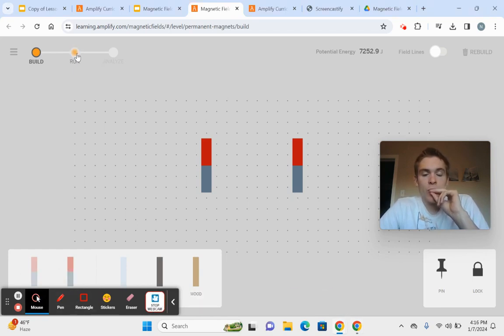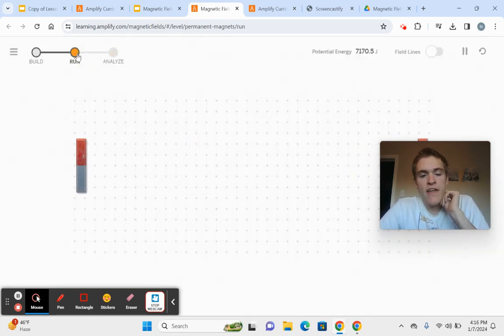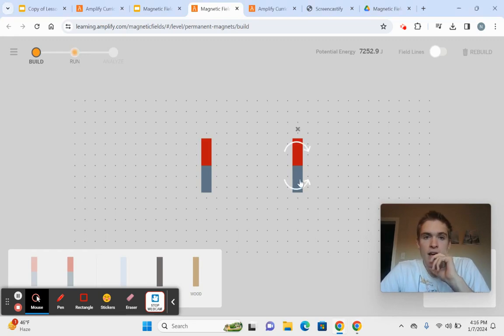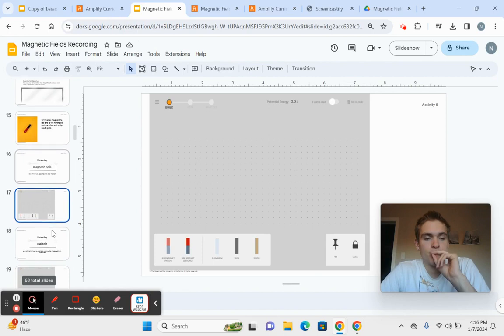So now I'm going to hit run now that you've made that prediction. And we're going to see that these two magnets actually repel away from one another. So let's go back to our presentation.